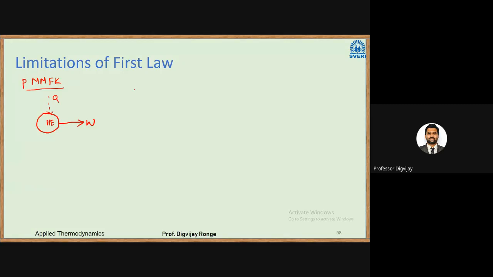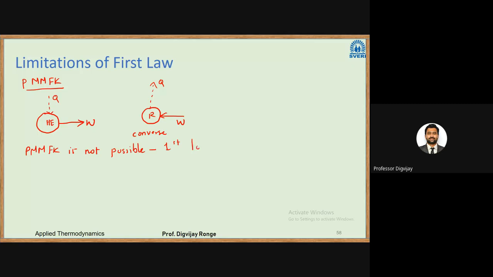There is a converse also. What is the converse for PMMFK? That there is a heat engine, heat pump or refrigerator, which will continuously consume the work without any heat loss. Okay, without any heat loss. So these are the PMMFK, perpetual motion machine of first kind. But first law says that PMMFK is not possible to consider. This we can say from first law.